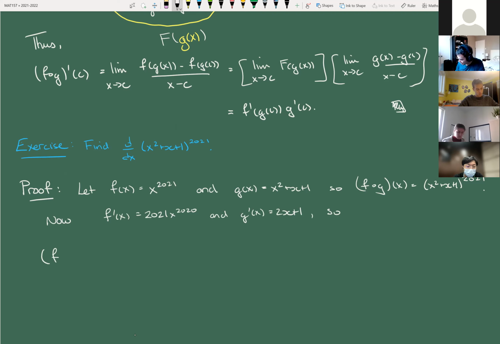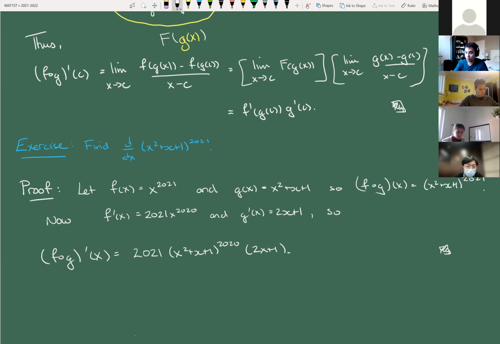So by the chain rule, we're going to get 2021 (x squared plus x plus 1)^2020 times (2x plus 1), like that, and we're done. Okay. And of course, when you're doing it, you don't need to break it into these steps.